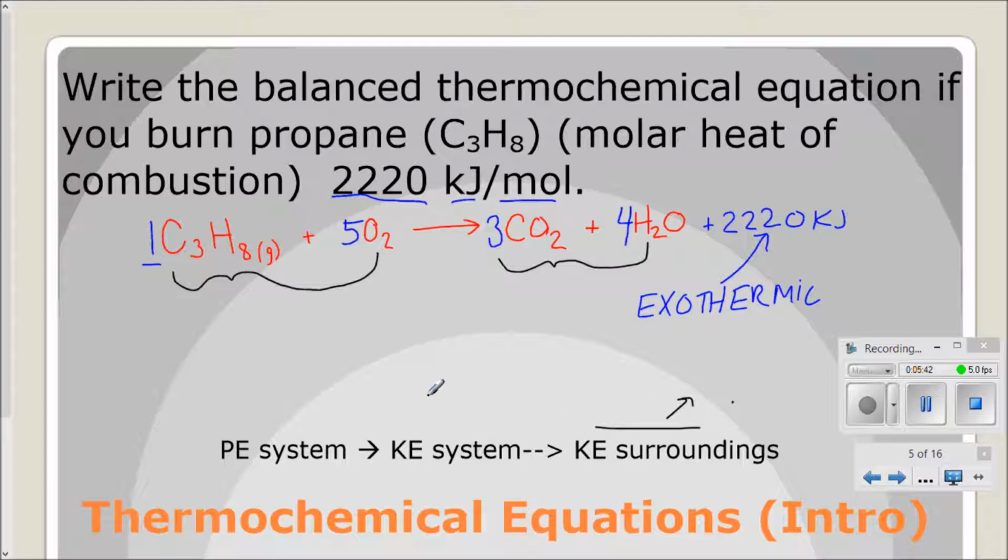So if I'm burning this stuff, the potential energy is stored originally in my reactants. It moves on to my products and the kinetic energy of the system, fast-moving CO2 and water, and that heats up and passes its energy on to other molecules that I can really detect. I can never ever detect the system. I can only ever measure the surroundings.